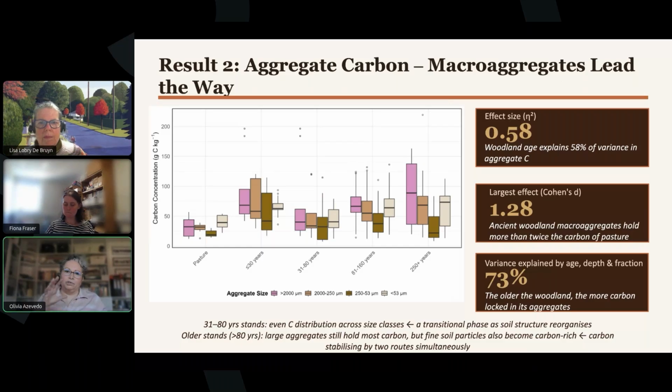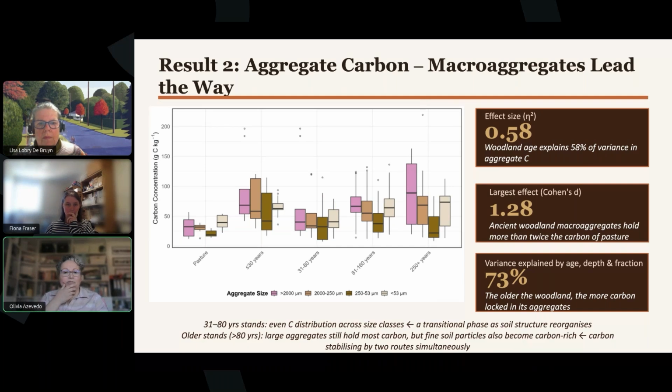From looking at carbon in the soil layers, we now look at how carbon is distributed within the aggregates themselves. Woodland age has a large effect on aggregate carbon, and the largest aggregates show the strongest response. Ancient woodland macro aggregates hold more than twice the carbon of those in pasture. Macro aggregates are the most sensitive fraction to land use change because they form directly around fresh organic inputs.